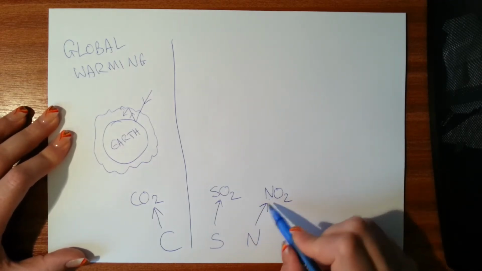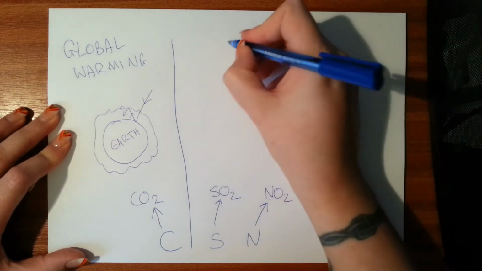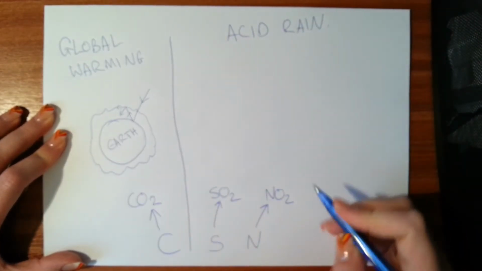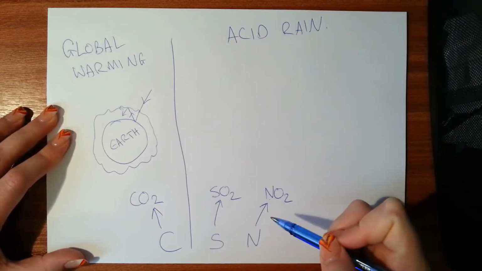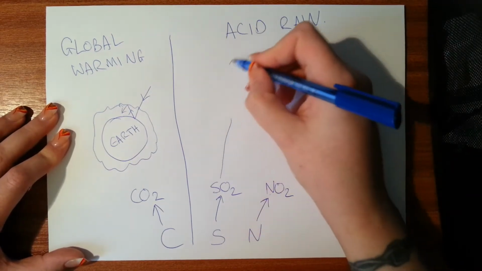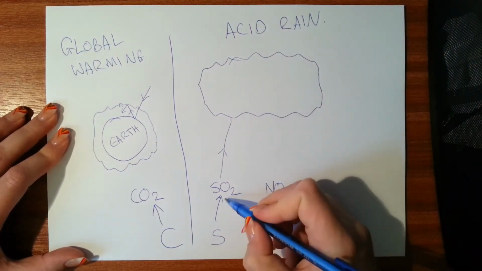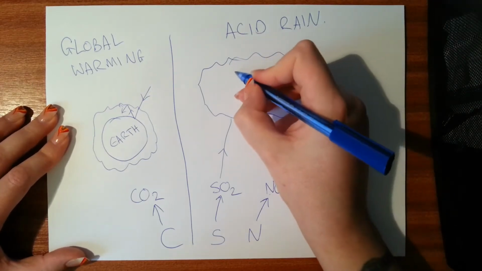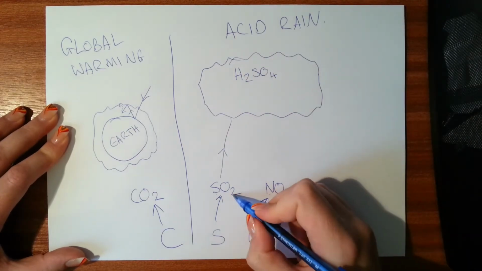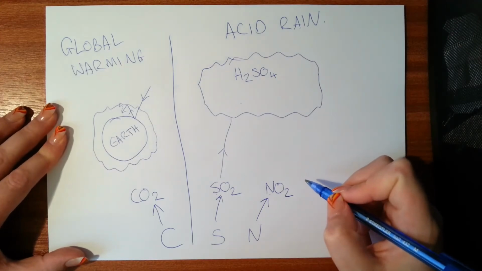If we go over to this side, this side causes acid rain. The way that works is the sulfur dioxide is a gas that goes into the air and will go up into the clouds. Here's our cloud, and the sulfur dioxide will dissolve in the rainwater in the cloud to produce sulfuric acid, H2SO4. It's quite weak, but it's still there.